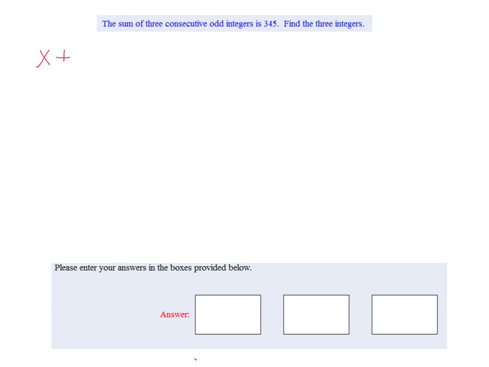plus, and then my next integer, since it's a consecutive odd, it's going to go up by 2's. So my next one is an x plus 2. And then the third integer is going to be an x plus 4. And I'm adding these because it used the word the sum. The sum of those 3 consecutive odd integers equals 345.